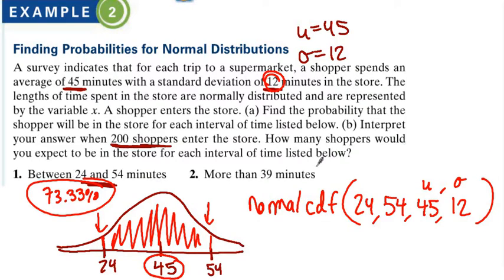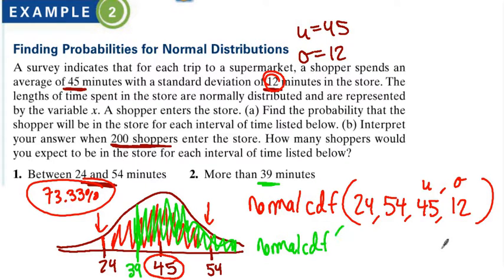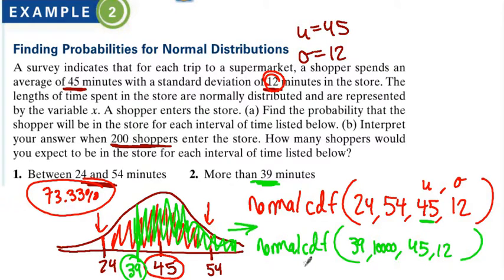I'm going to use a different color for this one, more than 39. So 39 might be right here, and we want to know the green area, and it looks like it's definitely going to be more than 50%, just like the other one. So normal CDF, our lower boundary is going to be 39 this time. When it says more than, that means area to the right, so our upper boundary is going forever in that direction to infinity. I'm going to use 10,000 instead of infinity, because we don't have an infinity key on the calculator. And these are still going to be 45 and 12.